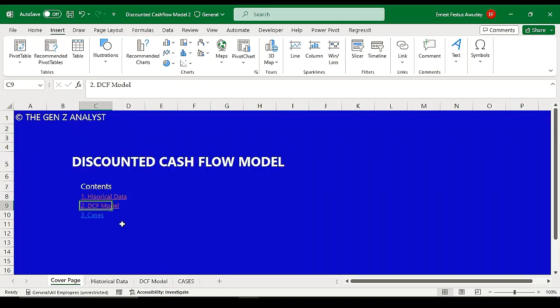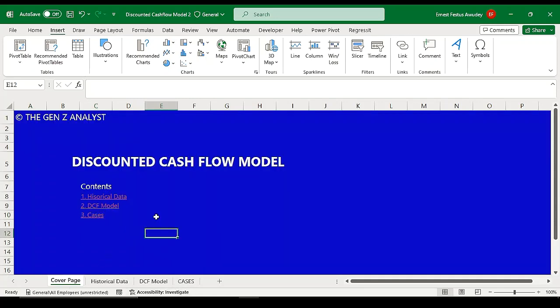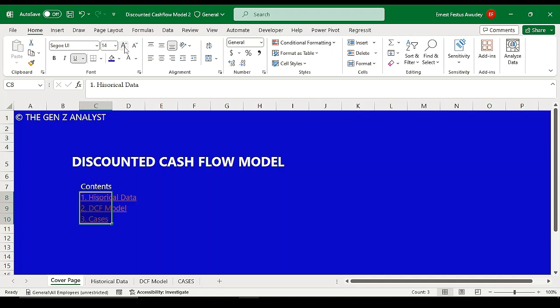So as you can see, this is looking very, very interesting. All right, so let me click and hold to drag, and then let me increase the font sizes a bit more, and my content also a bit more.